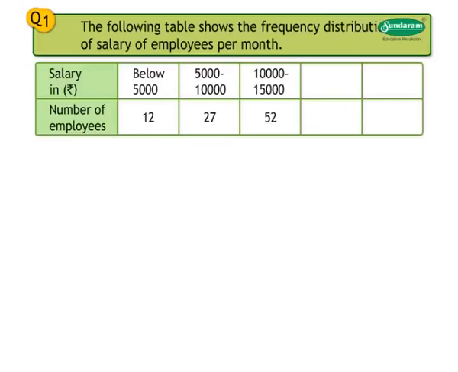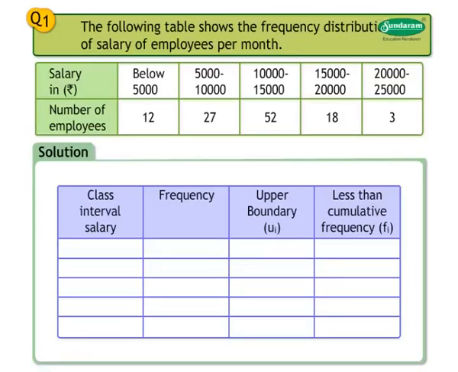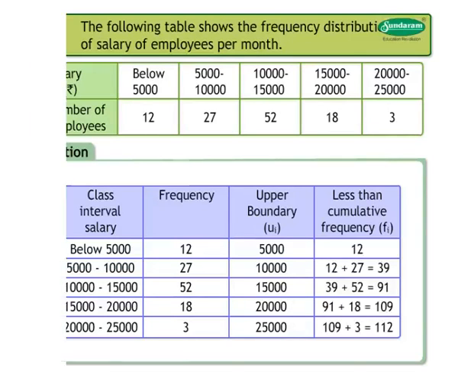52 employees have salary between rupees 10,000 and 15,000. 18 employees have salary between rupees 15,000 and 20,000. 3 employees have salary between rupees 20,000 and 25,000. Solution. Prepare cumulative frequency table as shown with following columns. Class, frequency, upper boundary taken as U1, less than cumulative frequency F1.